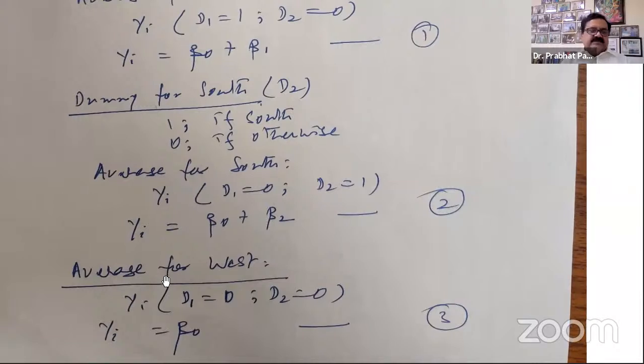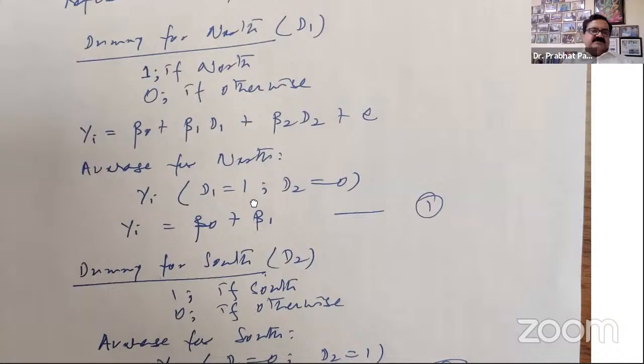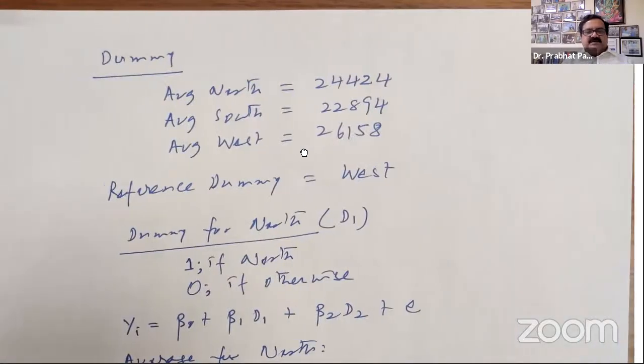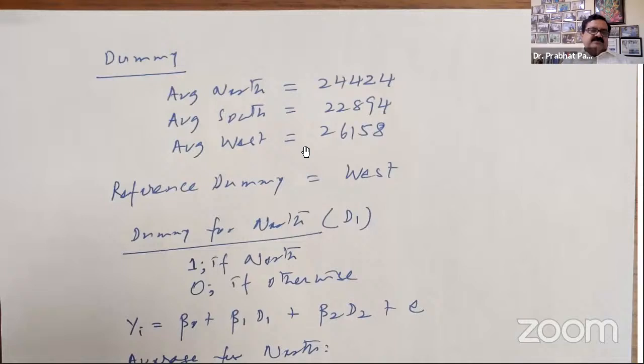Right? And what will be the average for the west, which is the reference dummy? Here we are not creating any dummy for the west, so both the dummies are 0, 0. If you put 0, 0 in the equation, we are left with y equal to beta 0. So y becomes the intercept, and the intercept becomes the average for the west. That's why I said in the beginning that we are creating the number of dummies as categories minus 1. There are 3 categories, so we are creating 2 dummies. These are the average salaries calculated from the data and put over here.